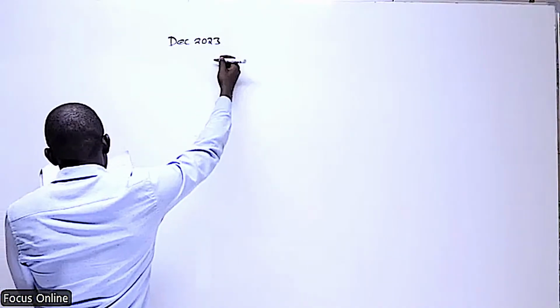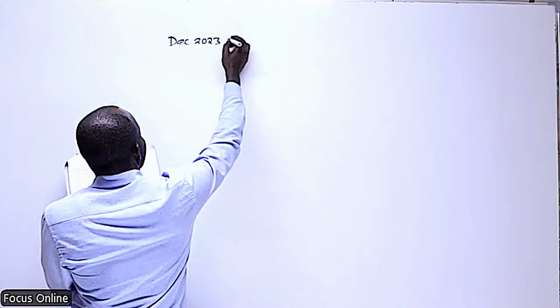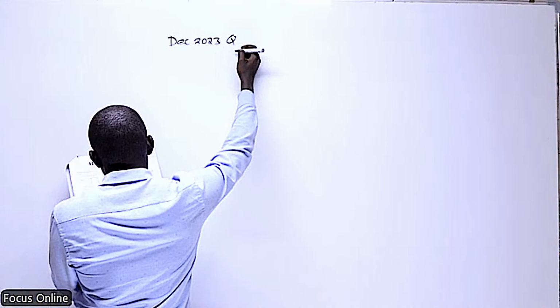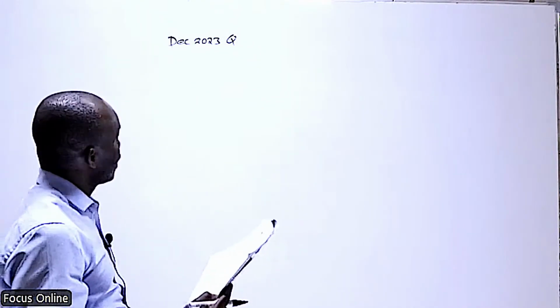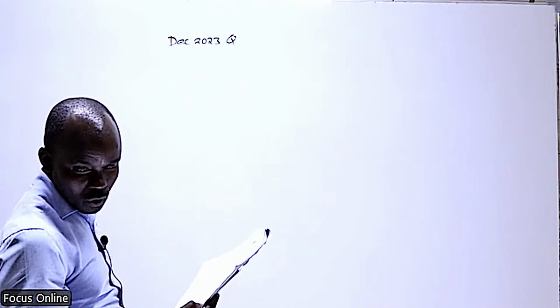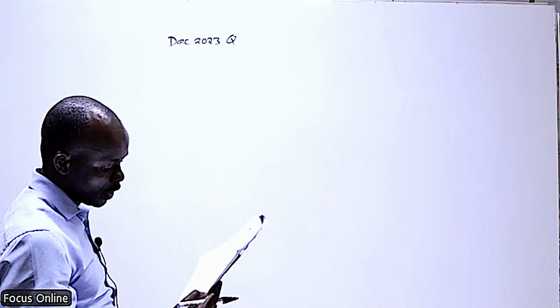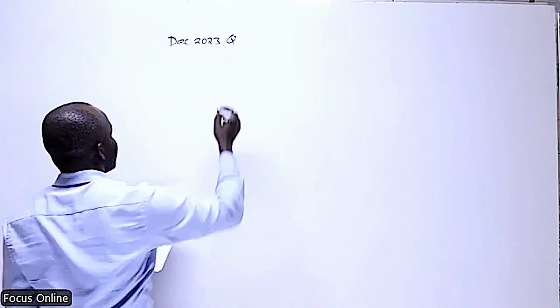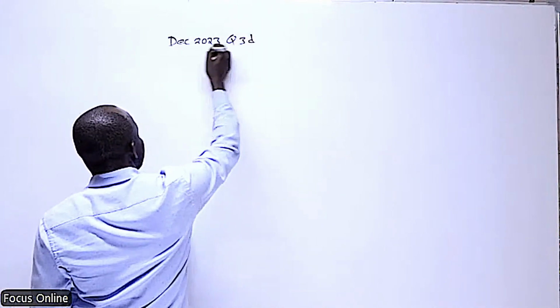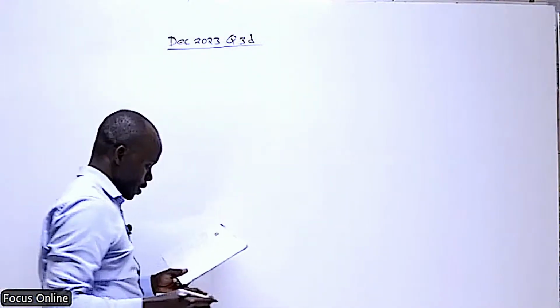So December 2023. We start with question... No, we will not do C first. There is a bit that you're supposed to look at. That should be our next thing, the loan amortization. Let's look at question 3D. So that's December 2023. Question 3C is what we will do next.